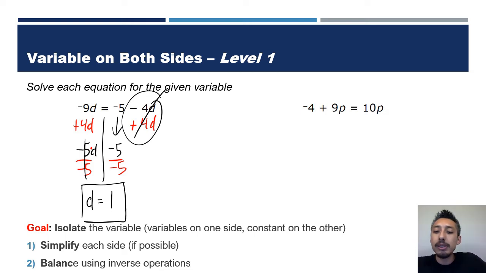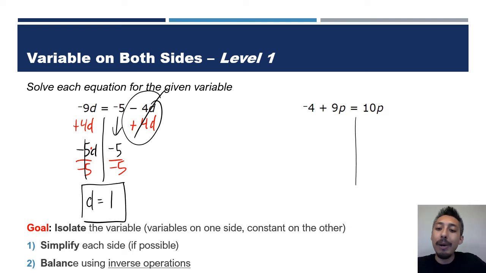The second example says -4 plus 9p is equal to 10p. Same as before, we want variables on one side and constants on the other. Since we have 10p, we have variables only on the right side, it would make sense to keep variables on the right side for this problem, which means that we need to get rid of 9p. We don't want 9p there. We only want variables on one side.